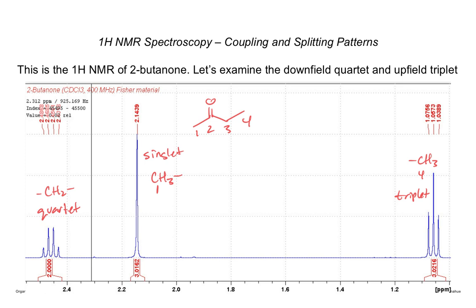The quartet, as shown in this red number down here. So I'm highlighting that in yellow. That number is the integration or the ratio from the uniqueness. So it integrates to 2. There's 3 neighbors. We add 1, so we get the quartet. The triplet, that integrates to 3. There's 2 neighbors, so 2 + 1 is 3, so it's a triplet.